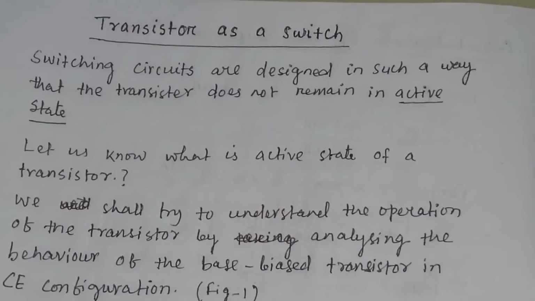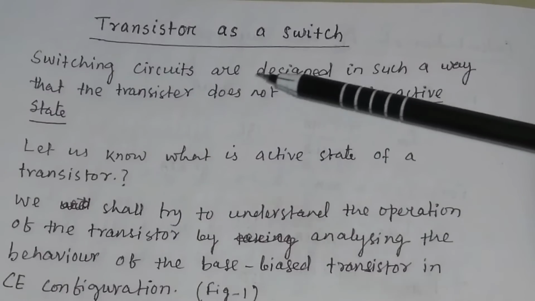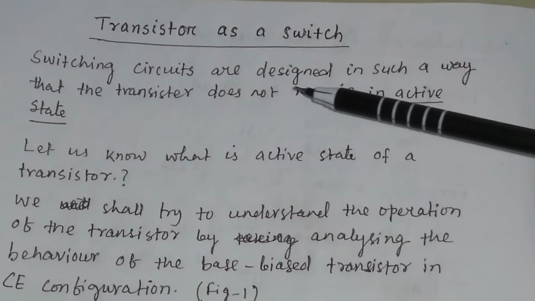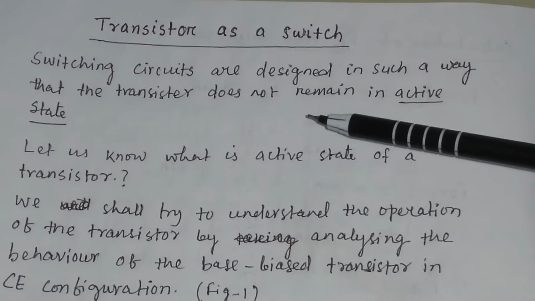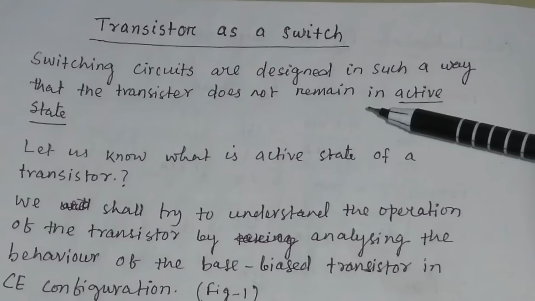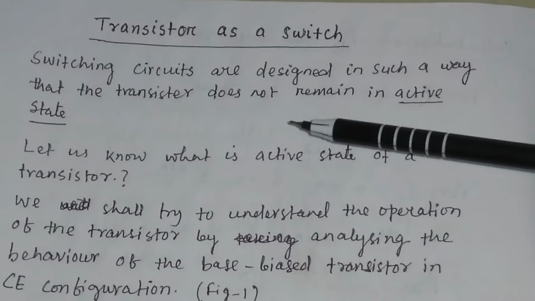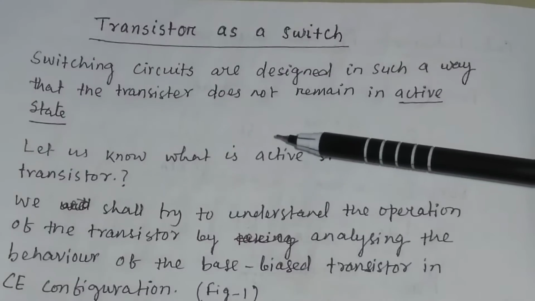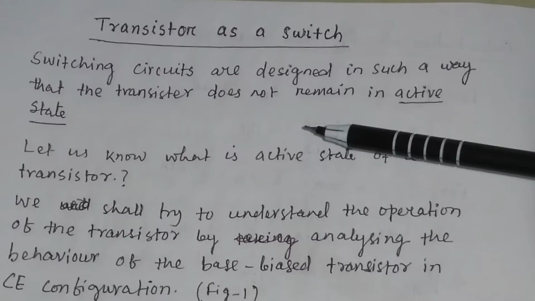In this video, we will discuss how a transistor acts as a switch. Switching circuits are designed in such a way that the transistor does not remain in the active state. So in a transistor, you have three states. One is your cut-off state, another one is the active state, and the third one is your saturation state.